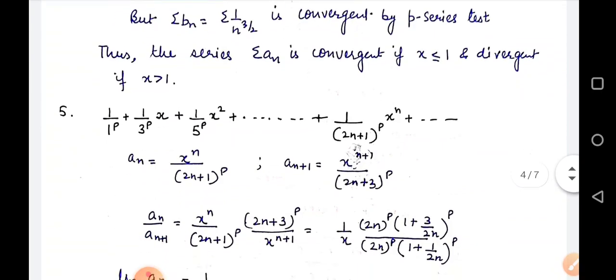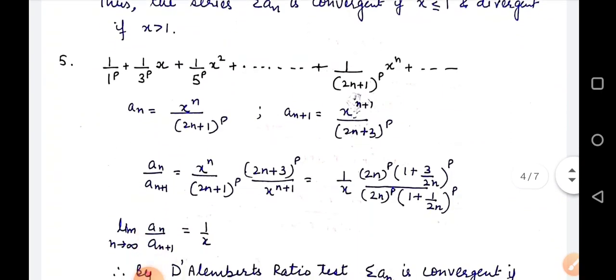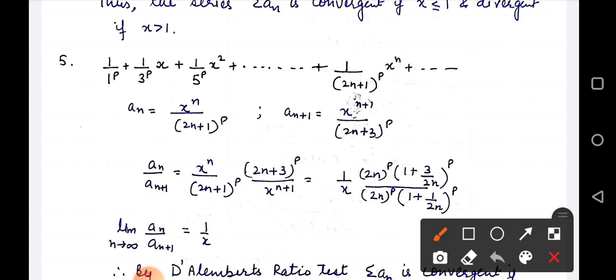Question number 5th. Series is of the type 1 upon 1 by p plus 1 upon 3 to the power p into x, 1 upon 5 to the power p into x square and so on 1 upon 2n plus 1 to the power p into x to the power n. So if you see, this is the nth term given to you. So an is x to the power n, 2n plus 1 to the power p.